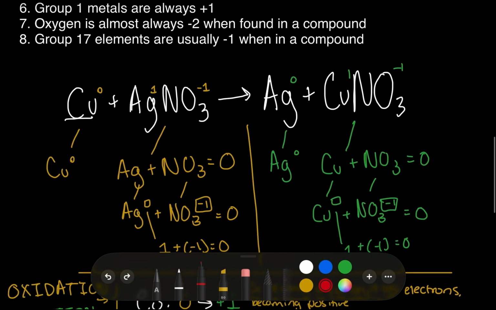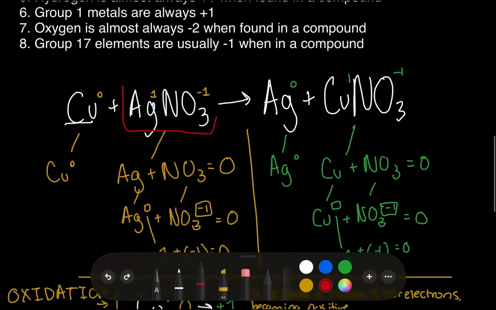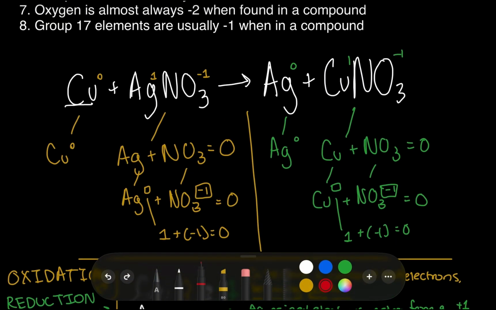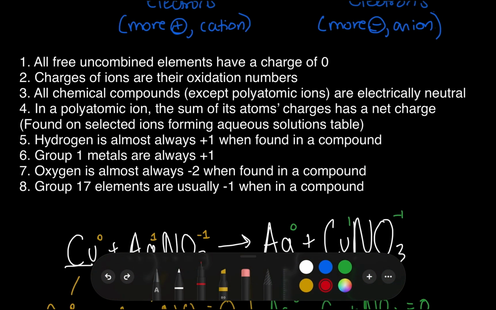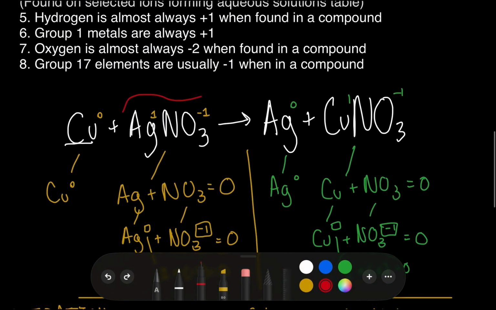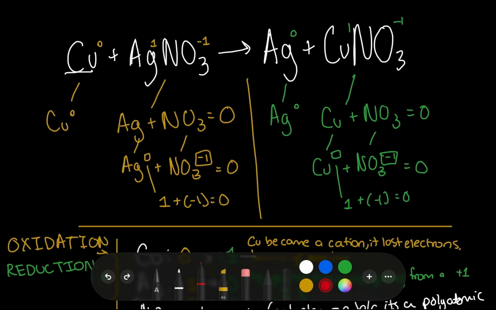But now, in silver nitrate, we have Ag and NO3. So if we split it up, it's going to be equal to 0. The reason being is rule number 3. All chemical compounds except polyatomic ions are electrically neutral. So since this is an ionic compound, it's going to be equal to 0, right here. Now, although we don't know what the oxidation number of Ag is, we do know what the charge is for NO3. Why? Because it's a polyatomic ion. And when we look at our table, NO3 or nitrate has a charge of -1, which is where the -1 comes from here.